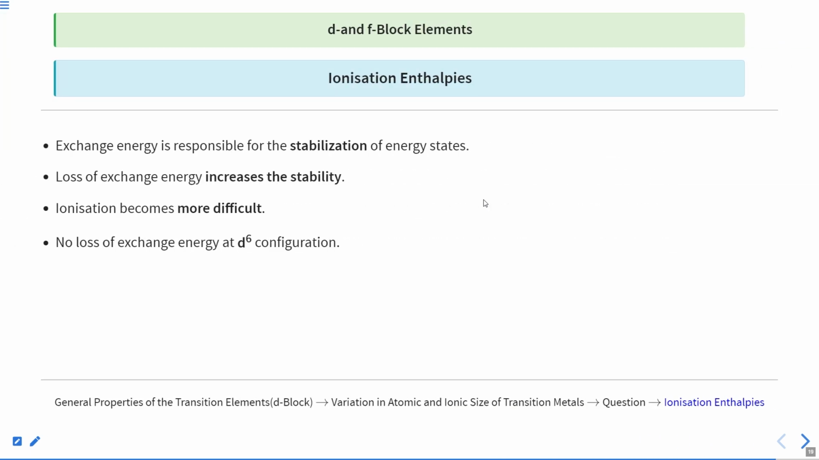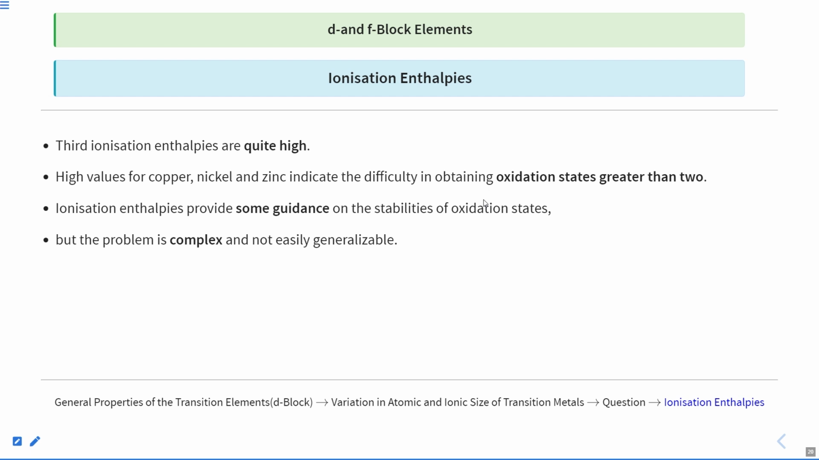So why is it so? Half filled configurations have an exception. The reason is very obvious: due to the presence of exchange energy, there is an increase in stability, and there is no loss of exchange energy at the d6 configuration, so it is less stable. If you want, you can go through this point. The same point is mentioned that the higher values for copper, nickel, and zinc indicate the difficulty in obtaining an oxidation state greater than 2. Ionization enthalpy provides some guidance on the stability of the oxidation state, but the problem is complex and not easily generalized. So with this, I end my lecture.